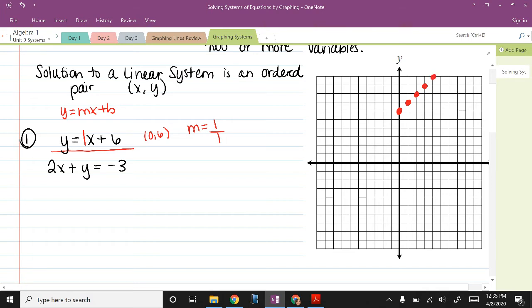After I've run out of room, the lines could intersect back here in quadrant 3 and quadrant 4, so I'm going to keep going in the other direction. Down 1, left 1, down 1, left 1. So I'm still on the same line. I'm just doing my rise and my run both in opposite directions to make my line nice and long so I can accurately tell where the two lines will intersect.